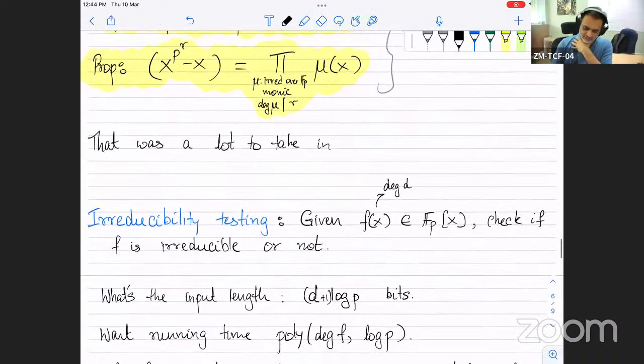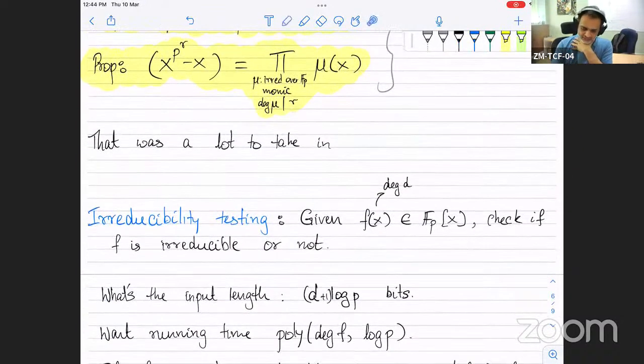Okay, and therefore, I want a running time which is supposed to be polynomial in log f and log p. This is the gold standard. This is the sort of running time I'm willing to tolerate. So I want it to be poly in d comma log p. Okay. So does someone have some thoughts on how we can go about irreducibility testing?